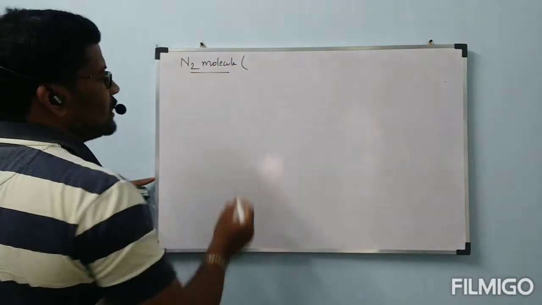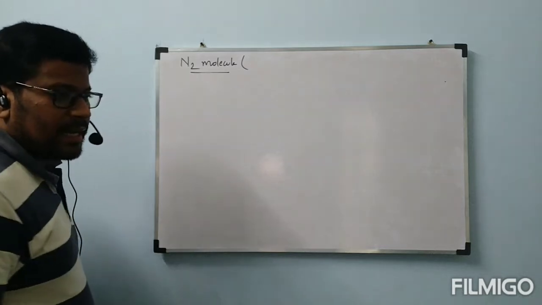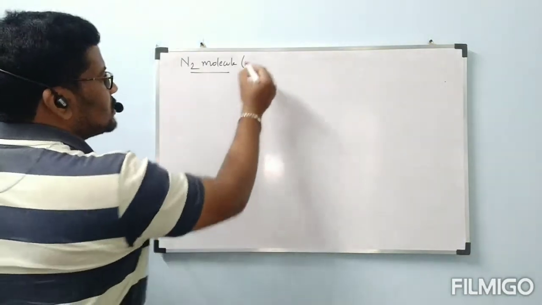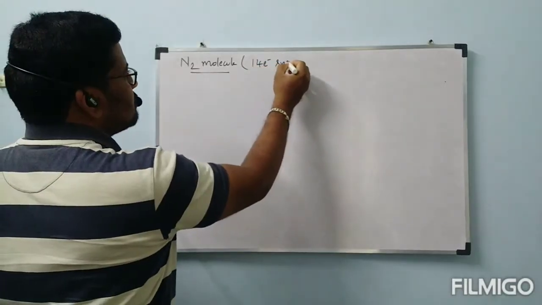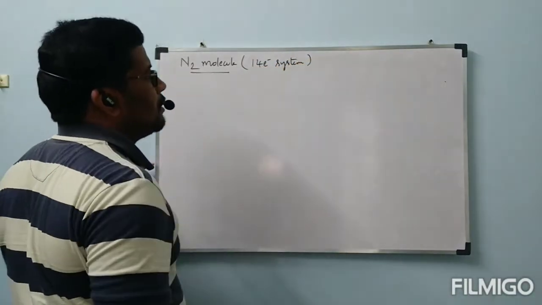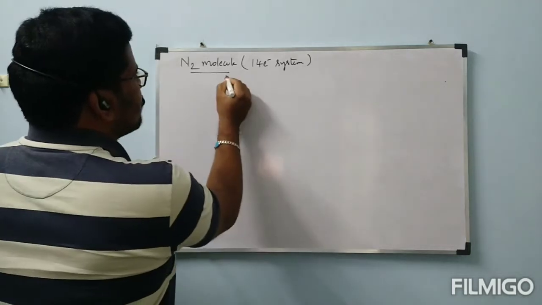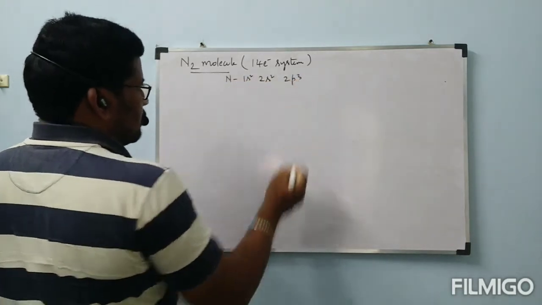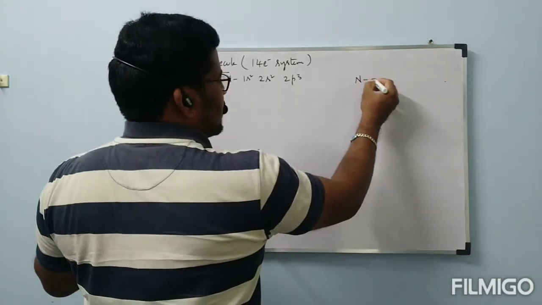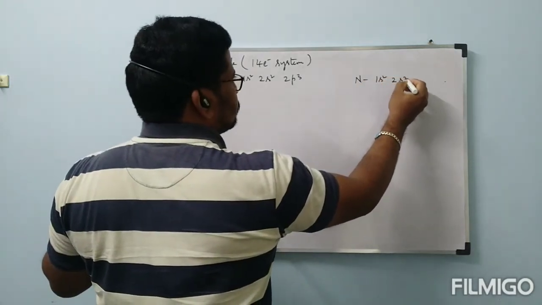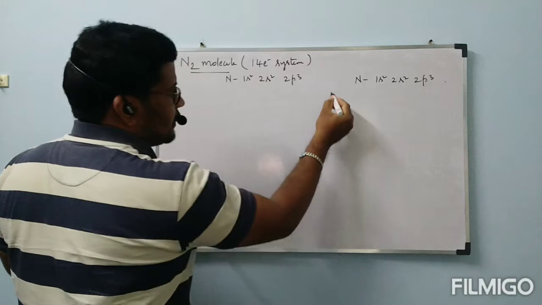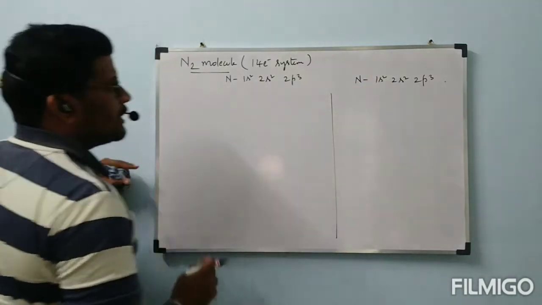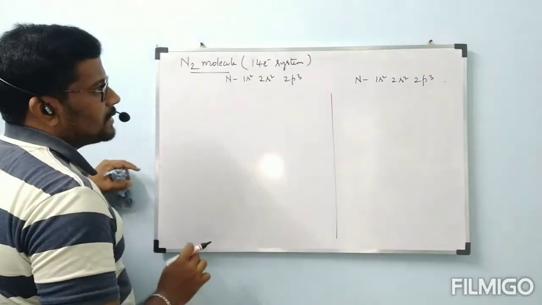N2 molecule contains 14 electrons because each N atom contains 7 electrons. In that way it contains totally 14 electrons. So this is called a 14 electron system. Electronic configuration of nitrogen is 1s2, 2s2, 2p3. Another nitrogen atom 1s2, 2s2, 2p3. First, 1s and 1s will undergo molecular orbital diagrammatic representation.